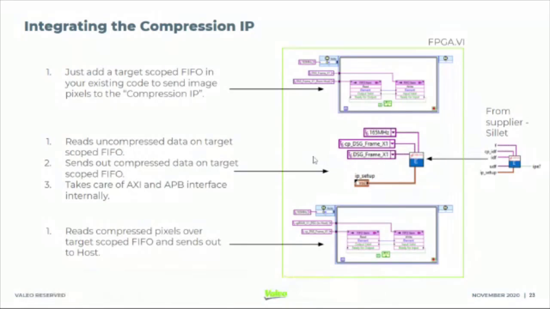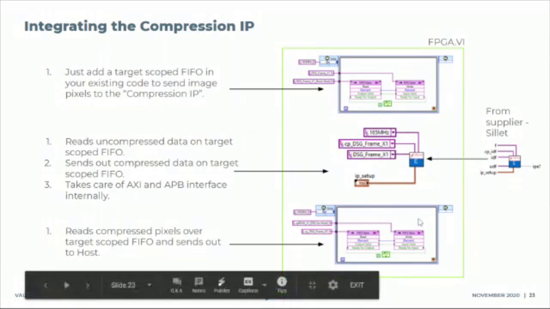So here the supplier has taken care of everything, the AXI and APB interface internally. So we actually didn't have to implement the interfaces that we discussed here. But some other IPs that we tested, we had to implement those interfaces outside so that we could communicate to the IP from our main loop. So it was quite easy in this case to read and write to the IP.